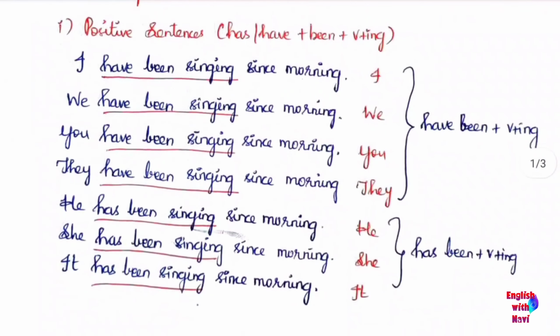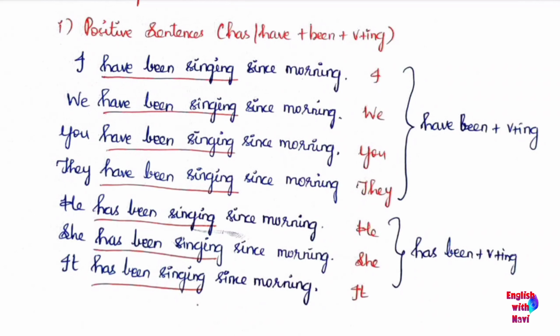Alright, now what is the formula of this tense? Has or have plus been plus V plus ing. Alright, so we are going to apply this formula. Let's take a really simple sentence. So what is that? I have been singing since morning. Now, what do you notice on the right side? I, we, you, they, he, she, it, right? So they are all subjects. Now, what is meant by subjects? In English, all nouns and pronouns belong to the category of subjects.